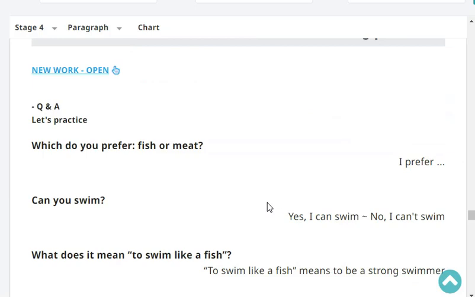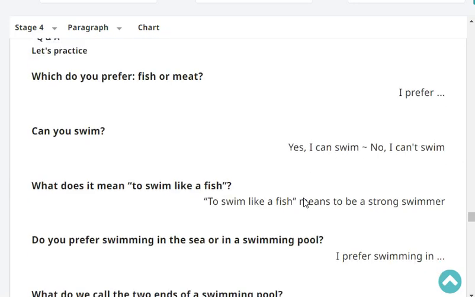Which do you prefer, fish or meat? I like both. You like both, but which is the best? I prefer meat to fish. Very good. Me too.